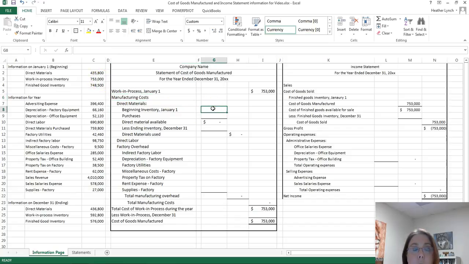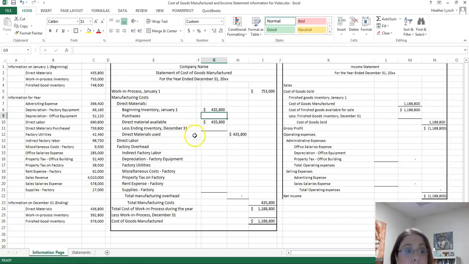Now we have to know what our beginning inventory is on January 1st. So that is $435,800. Now, throughout the year, we actually purchase material. Without purchasing material, we can't make our product. Okay, so our direct material that we purchase for the year is $759,800. So what that does is that gives us our direct material available.